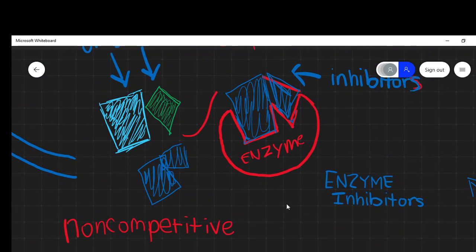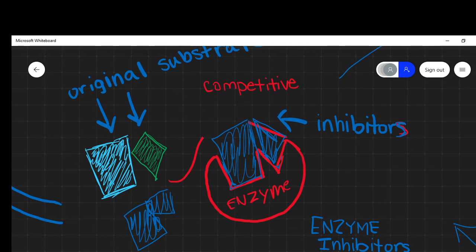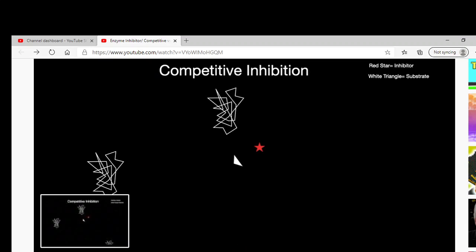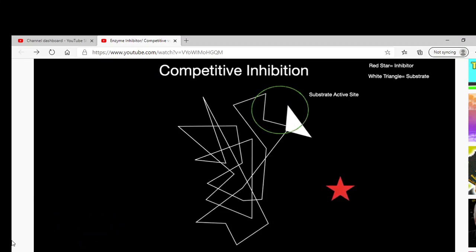So there are two types of inhibitors, okay? So I'm going to pull up an animation to let this be a little clearer, okay? So two types of inhibition. One is competitive and the other is non-competitive, okay? So, in this, so here, in competitive inhibition, you have the one active site, right?